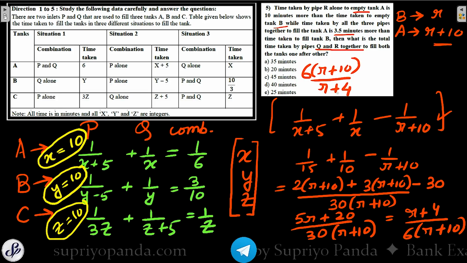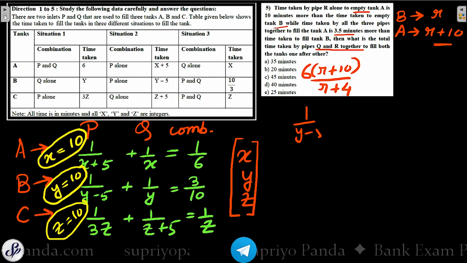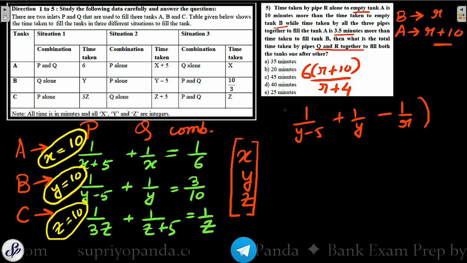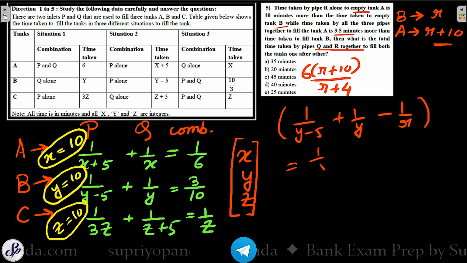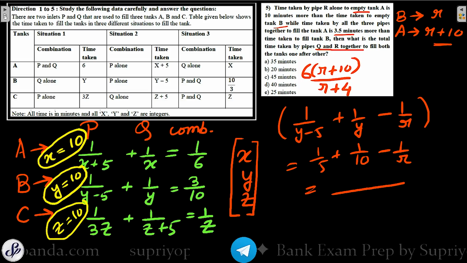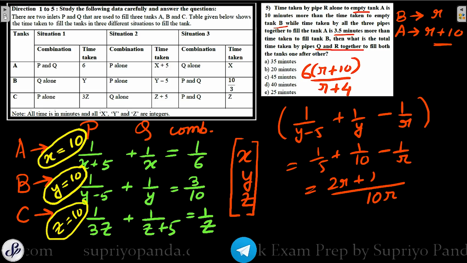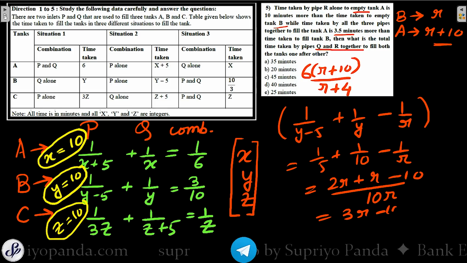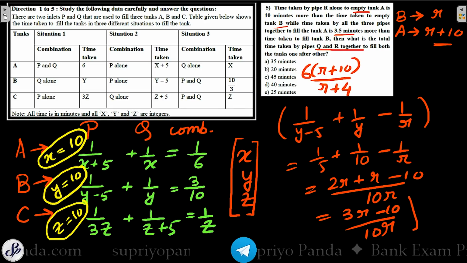Now let's calculate the same thing for pipe number B. The equation becomes 1/y minus 5, plus 1/y minus 1/r. This time we are still just emptying the tank in the final one. So let's write that down: 1/5 plus 1/10 minus 1/r. So we have 10r at the denominator, and here we have 2r plus r minus 10. So this gives us (3r minus 10) divided by 10r.